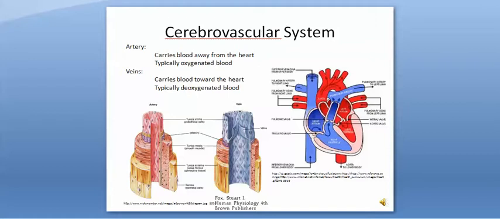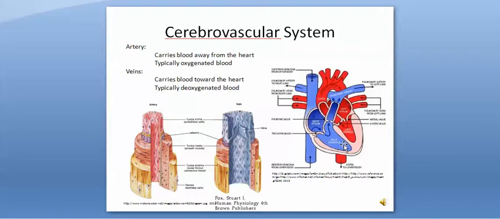All right, so an artery carries blood away from the heart. It's typically oxygenated, whereas veins carry blood to the heart and are typically deoxygenated. Now, I say typically because oftentimes when we look at pictures of arteries and veins, we think blue means vein and red means artery. Now, that's not always true.